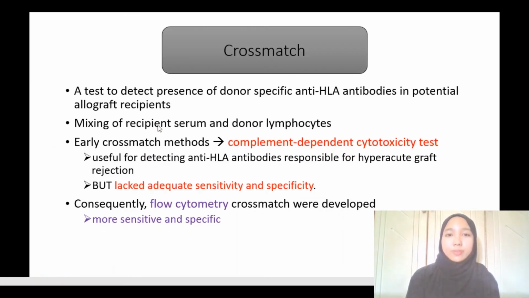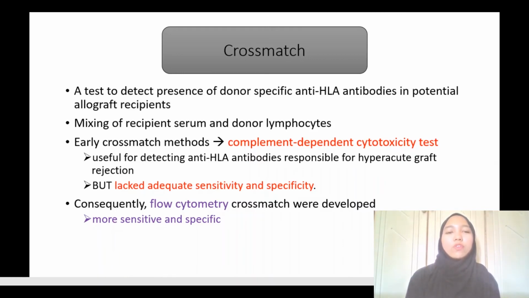Another test is cross-match. This test detects the presence of donor-specific anti-HLA antibodies in a potential allograft recipient. It uses recipient serum and donor lymphocytes. The early method is the complement-dependent cytotoxicity test, or CDC test.